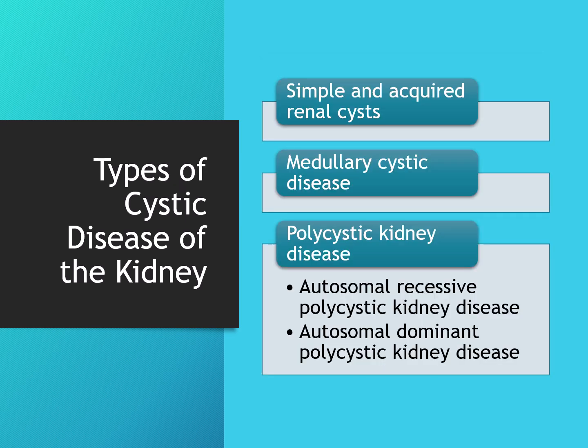So there are a lot of different types of cystic kidney diseases. There are simple or acquired renal cysts. There are medullary cystic diseases, and then there are polycystic kidney diseases. And these can be either autosomal recessive or autosomal dominant in nature. And we're actually going to talk more about that final one, the autosomal dominant polycystic kidney disease types.